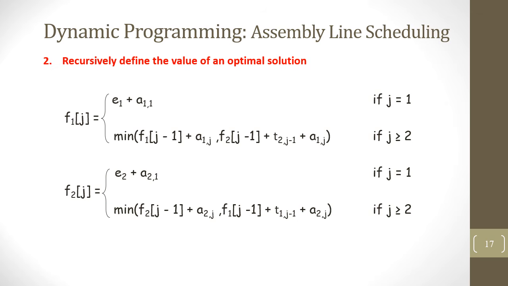In summary, to fill the F table, which stores the finish time to all stations, for station 1, we will use entry time plus the assembly time of that station. And for the remaining stations, we will use the minimum of the cost coming from the previous station on the same line plus the assembly time of that station, or the finish time of the previous station on the different line plus the transfer cost plus the assembly time of this station.